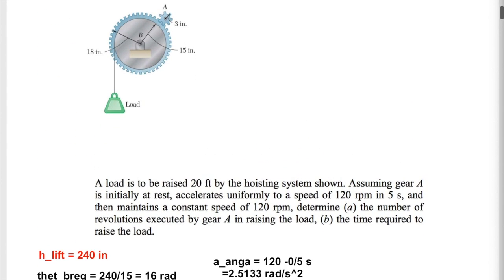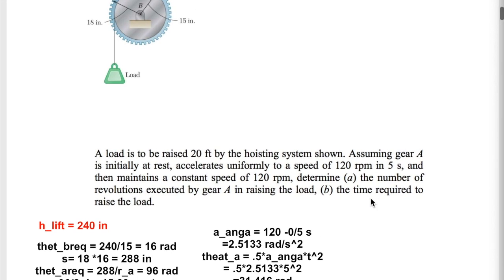So this next one too, we're given these gears lifting this load. We assume that gear A starts from rest, it accelerates uniformly to 120 RPM in 5 seconds, and then maintains a constant speed of 120 afterwards. We're asked to determine the number of revolutions executed by gear A to raise the load and the time required to raise the load.